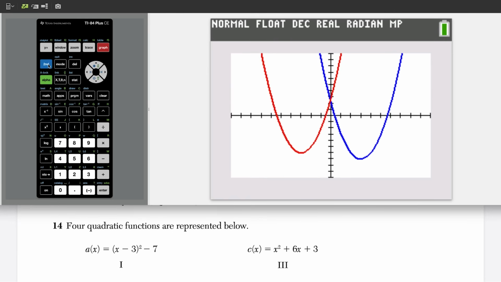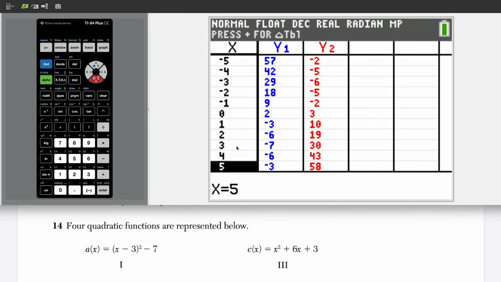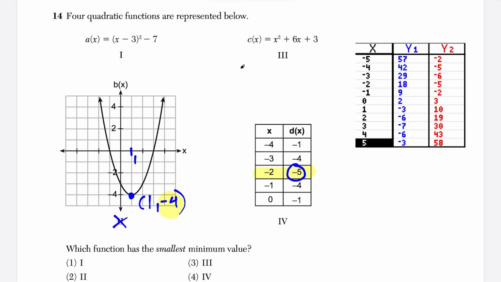If I want to be super precise, I press second graph, and I go to the table, and I'm looking for the turning point here. So I could see that the turning point for the blue table is occurring here. It looks like it's happening at 3, negative 7. And then for the other one, it looks like it's happening here at negative 3, negative 6. So for a of x, once again, the vertex is occurring here at 3, negative 7. So negative 7 would be the minimum value for a of x for Roman numeral 1. And now we have a minimum value that is less than negative 5, so this answer choice is out.